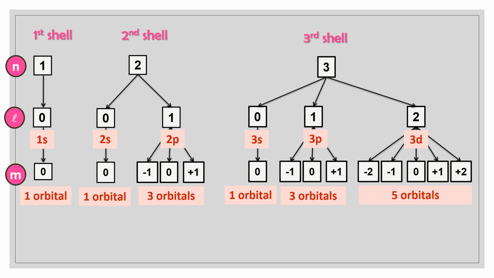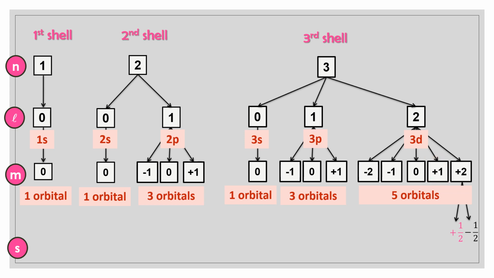The last one is S. As we know, 3D orbital, it has 5 orbitals. 1, 2, 3, 4, 5 orbital. Setiap satu orbital, dia boleh menampung 2 elektron. So contoh orbital ni, katakan dia adalah 3DXY. So dia ada 2 elektron, satu elektron spin clockwise, satu elektron lagi spin anti-clockwise.